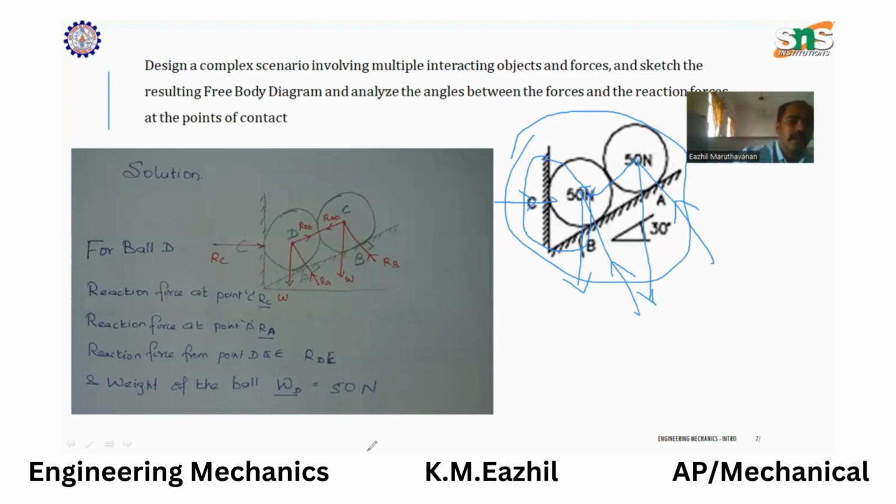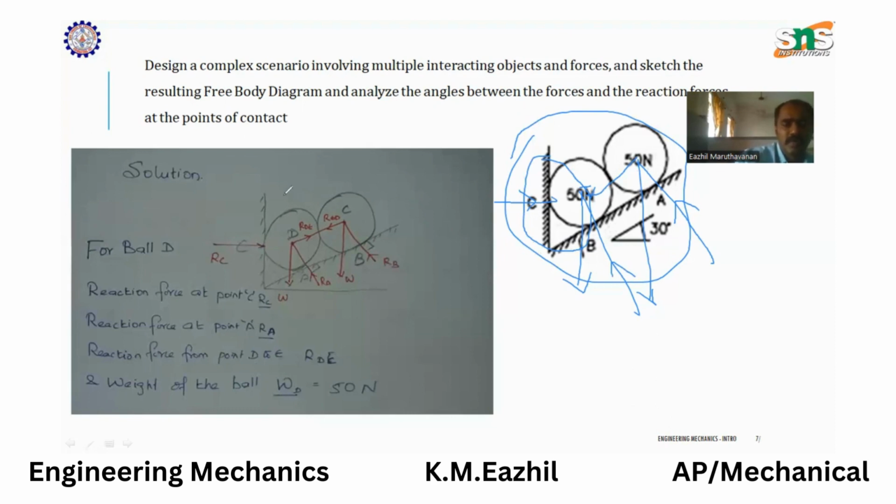So we are writing down our assumptions. Reaction force at point C as RC, the reaction force at point A as RA, and the reaction forces between D and E as RED and RDE, and the weight of the ball as WD. The weight of each ball is 50 Newton. The W value will be 50 Newton. By considering all this, we have to draw the free body diagram and identify the angles, and then later on solve the problem.